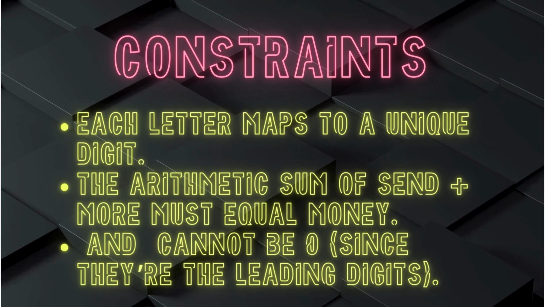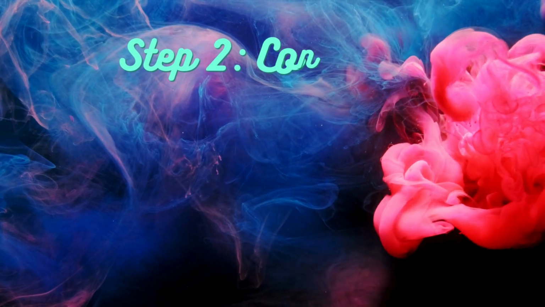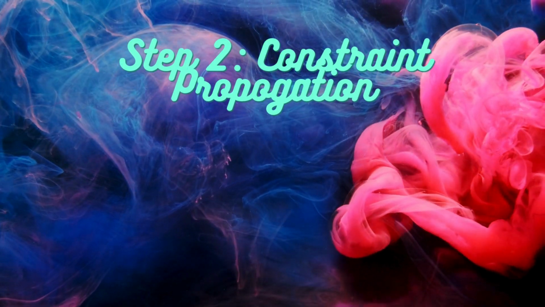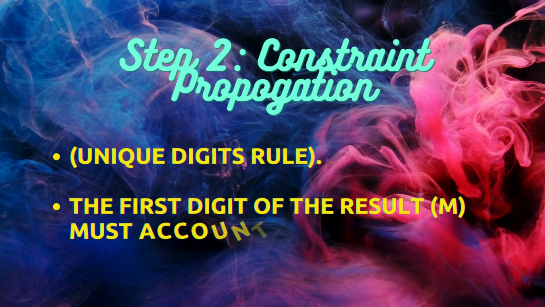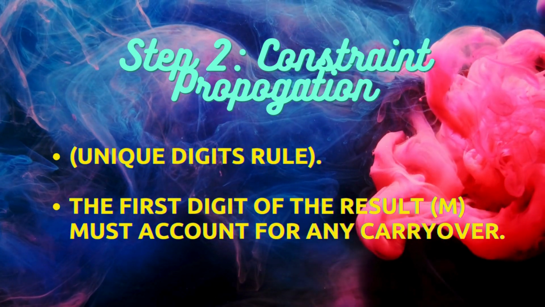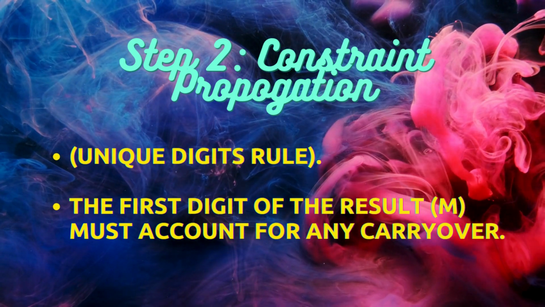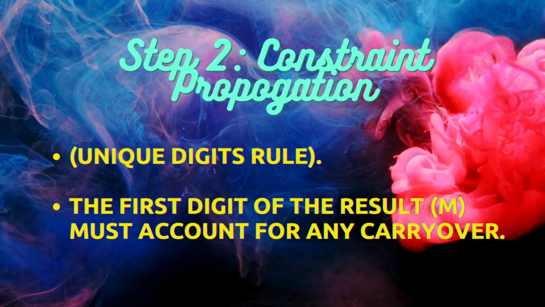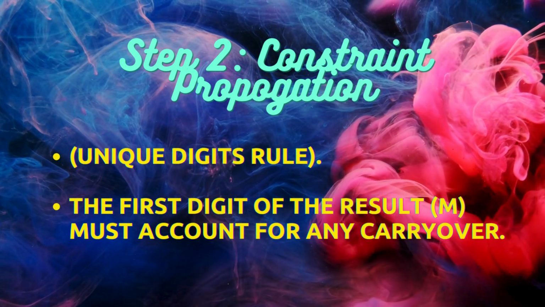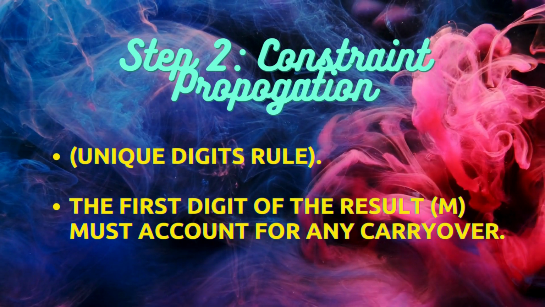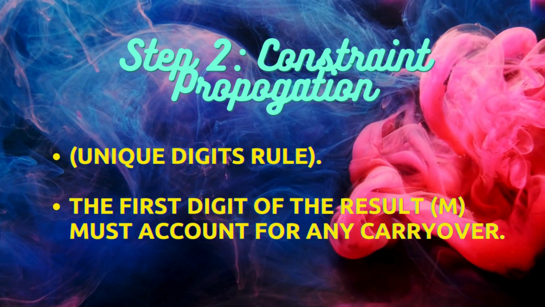So with that in mind, the AI, after setting all of these representations, moves to step number two, which is constraint propagation. Before jumping into guesswork, the AI applies constraints to reduce possibilities. For instance, it knows the unique digit rule, so every digit must be unique, and the first digit of the result, M, must account for any carryover. So when you're adding two 4-digit numbers, like SEND and MORE, the 5-digit number that is the result, its leftmost digit must be the carryover amount.